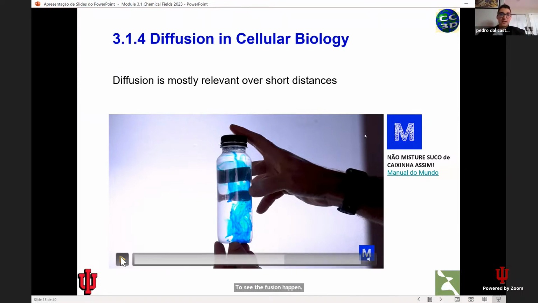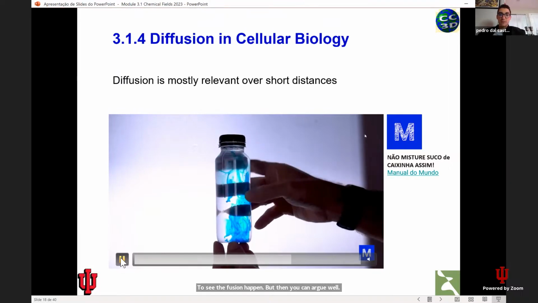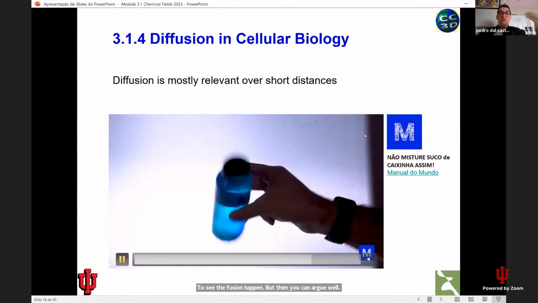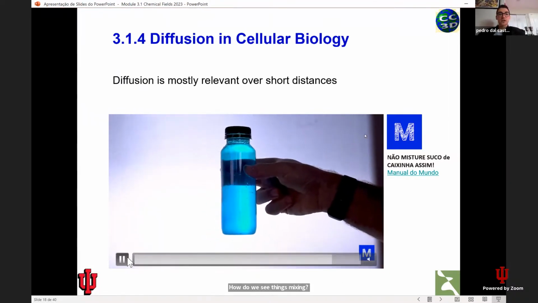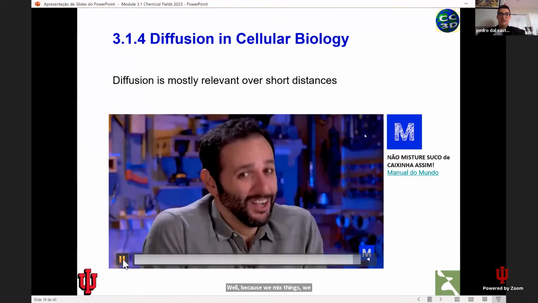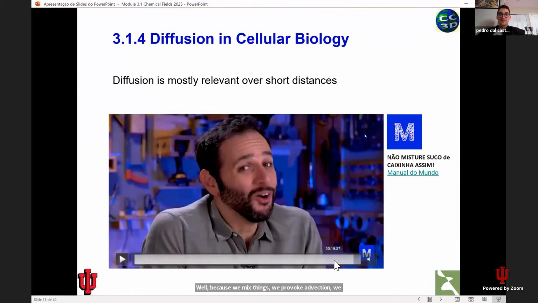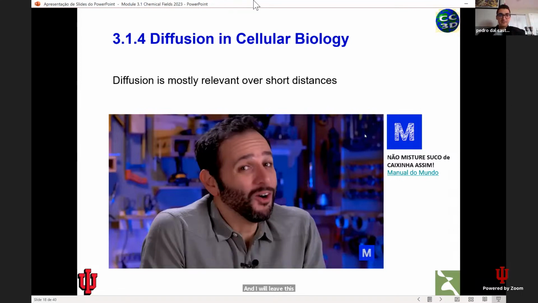But then you can argue, well, how do we see things mixing? Well, because we mix things, we provoke advection, we provoke flow in these mixtures. And I will leave this funny face for you guys. So I hope you understand that diffusion is relevant over short distances, not long distances, okay?